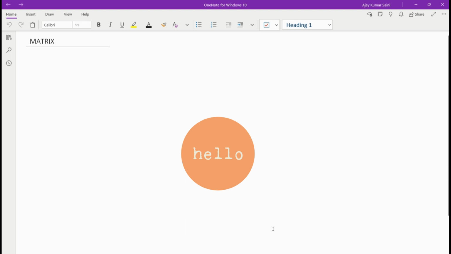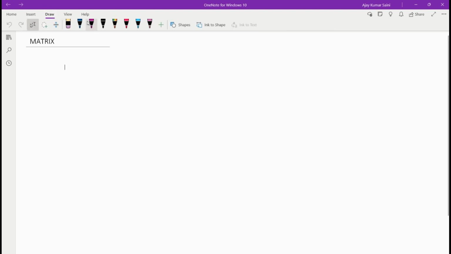Hello. So let's start the practice. Okay. So I start from the matrix. It is the topic of engineering math. So let's start. I start from very basic, from the definition.